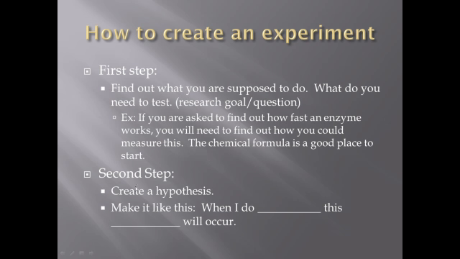The second step is you want to actually create a hypothesis. And for this situation, I'm going to give you a formulaic hypothesis you can create. Something you can just put in words and usually it'll work okay for you. And so you want to make it like this. So when I do blank, this blank will occur. So when you sit there and say, when I do independent variable, this dependent variable will occur.